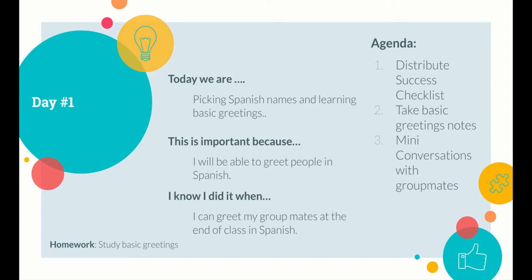So day one for this unit, I would distribute the success checklist for that longitudinal formative assessment. And students would take basic reading notes. I would do this on a Pear Deck, and then they have a note packet that coincides and they take down their vocabulary notes. And at the end of class, to make sure that they were okay, I would assign them to have mini conversations with their group mates.